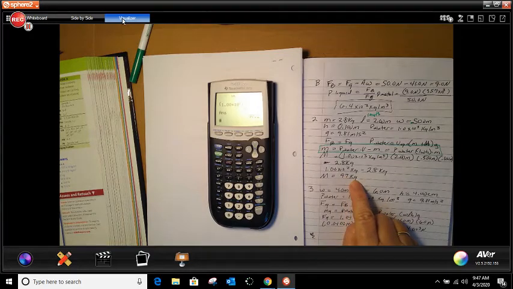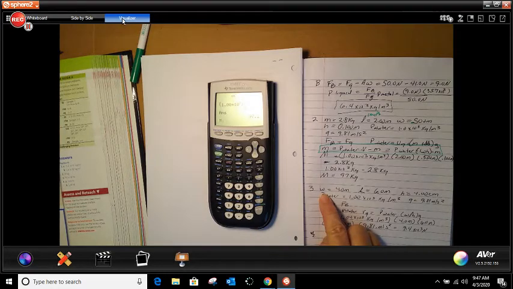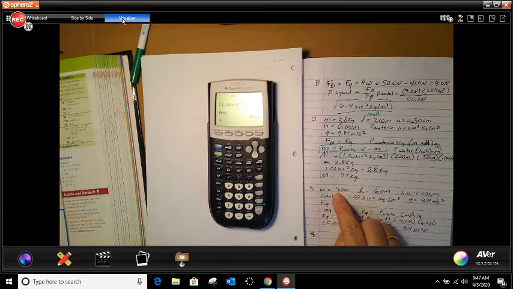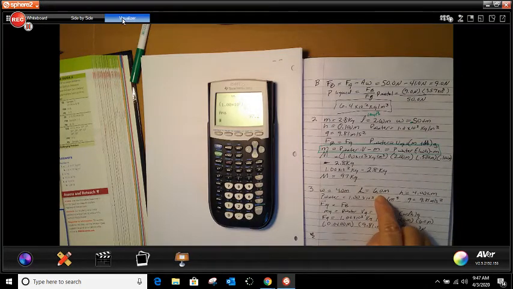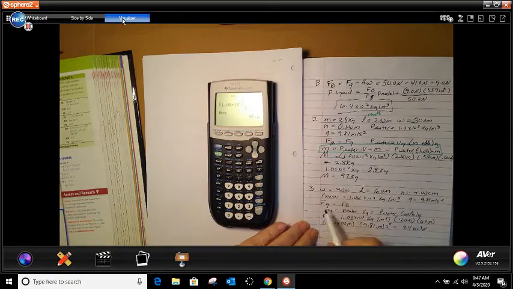Okay? So for number 3, it says a ferry boat is 4.0 meters wide, 6.0 meters long. When the truck pulls on it, the boat sinks 4.0 centimeters in the water. What is the height of the truck? So to be able to do that one, I'm going to do this equation right here.